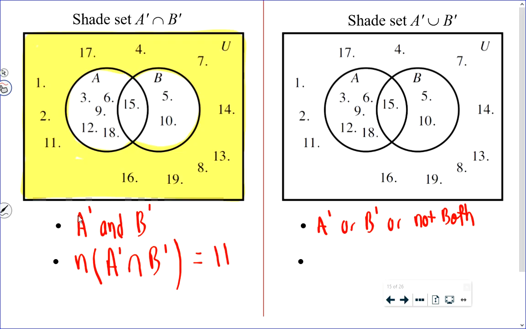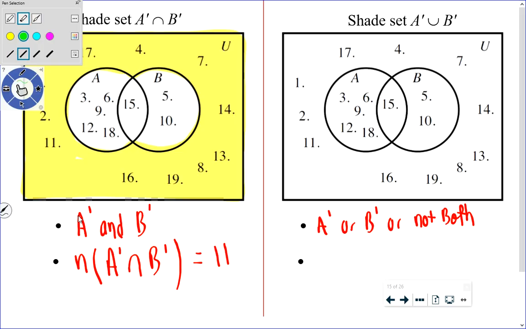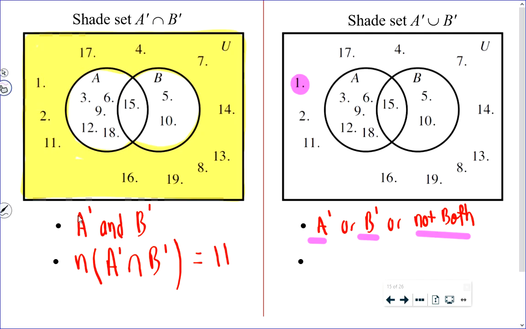So I call this kind of a test point approach. Is this number, does it make any one of these things true? Yes, it's not A. That is not A. And since it's an OR situation, we don't need to go further with that. We know we're going to shade that region.